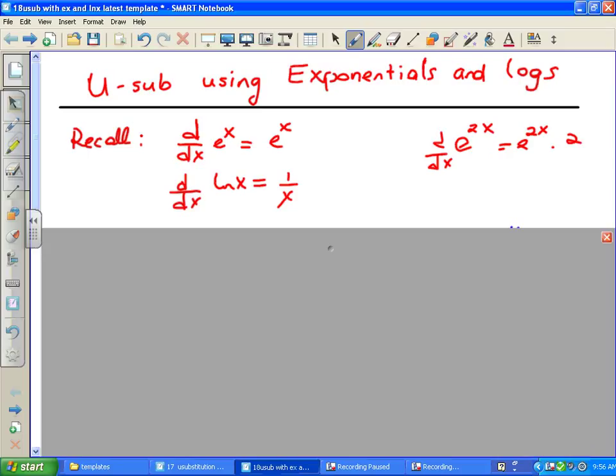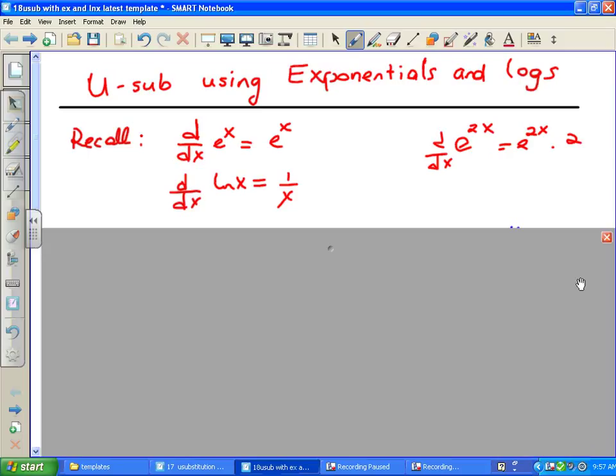And what if you had ln of a quantity? Before I get to it, let's refresh our memory. What is the derivative of the ln x function? That was 1 over x. And what if I had ln of a complicated thing, like ln of a function? Then you do 1 over that function times the derivative of the function, like 1 over u times u prime. That's how we differentiate a complicated ln expression.